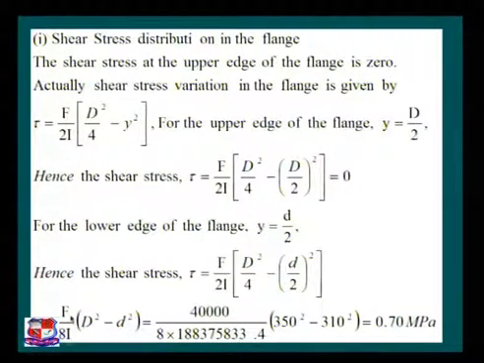Then tau is equal to F over 8I. Why 8I? By taking the 4 out of the bracket, so 4 into 2 is 8I. So 40,000 divided by 8I, the I value we have already found in the previous problem, because the same problem has been given here. Capital D square, that is 350 square minus 310 square, we achieve the answer 0.7 megapascal. So this is the value of shear stress at the junction of a flange and a web.